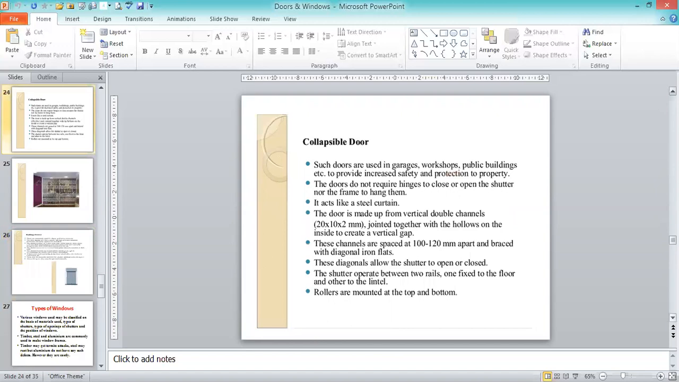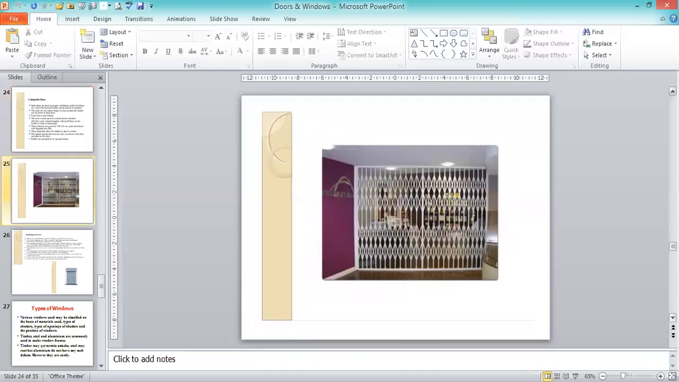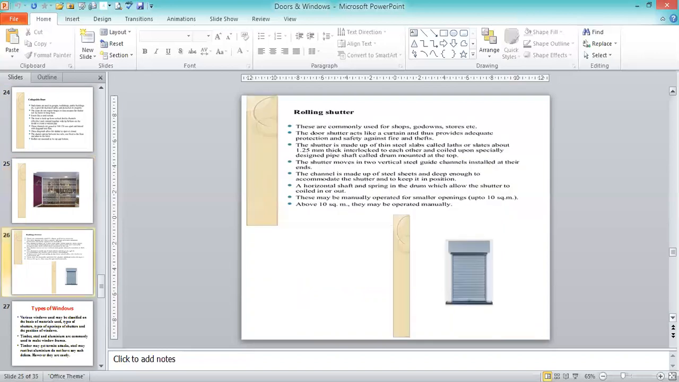Then the collapsible door. Collapsible doors are used in garages, workshops, and public buildings to provide increased safety and protection of property. Main entrances are provided with a collapsible door made of steel. Then the rolling shutter. These are commonly used for shops, godowns, and stores. The diagram shows the rolling shutter, which we mainly use for shops and godowns.